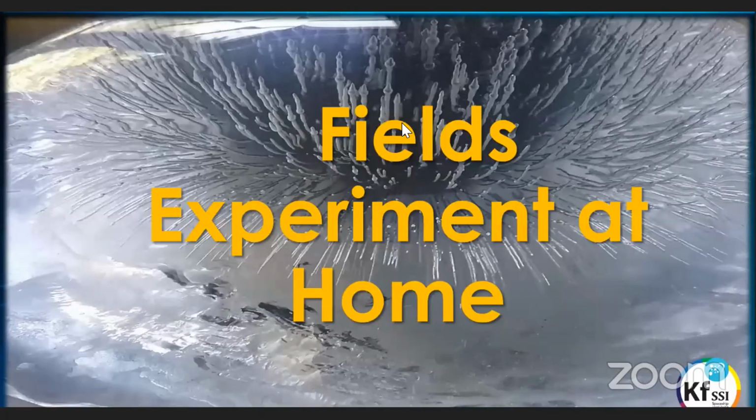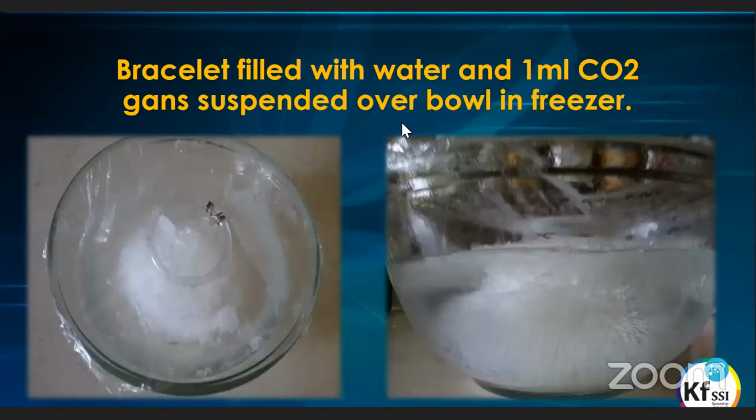And as to do some nice experiments at home, just to see for yourself how these fields look, one of the best is a nice ice experiment at home. And this is the one that we had done very early on. It was great to actually see what these fields look like. So what we had done was we had just filled a little bracelet. You can see the photograph on the left. It's just a small tube that we had filled with water and a small amount of CO2 gas.